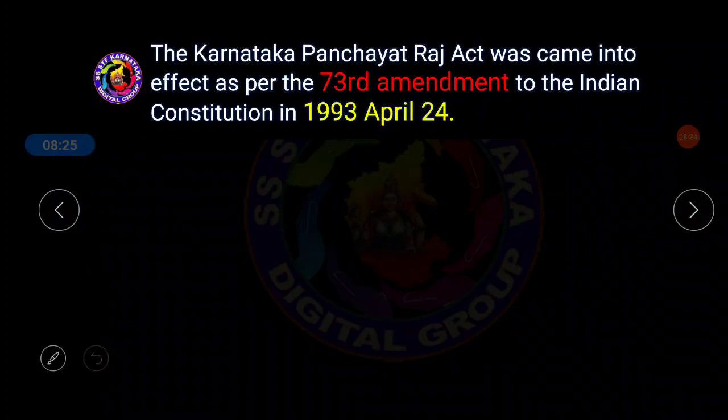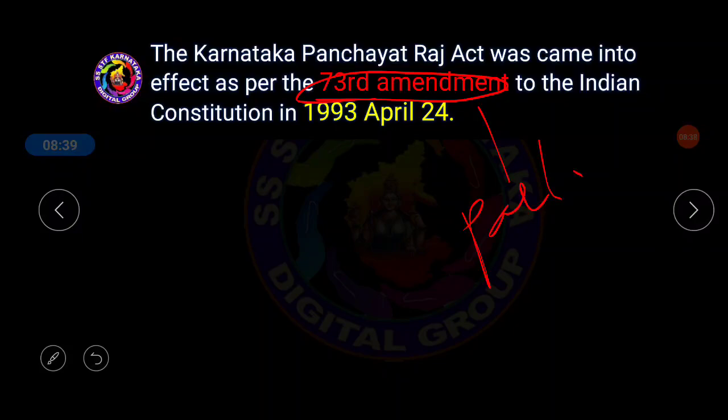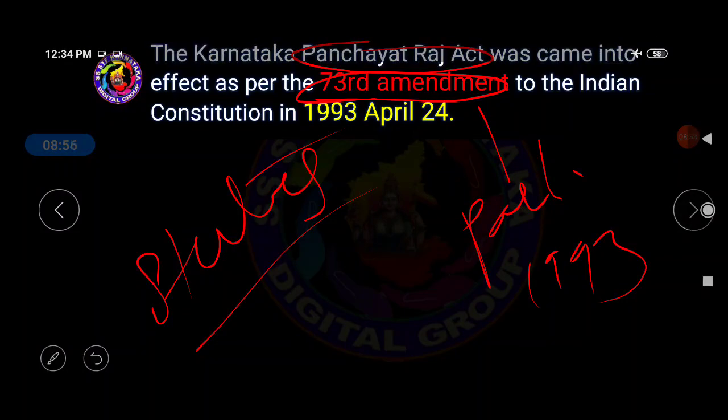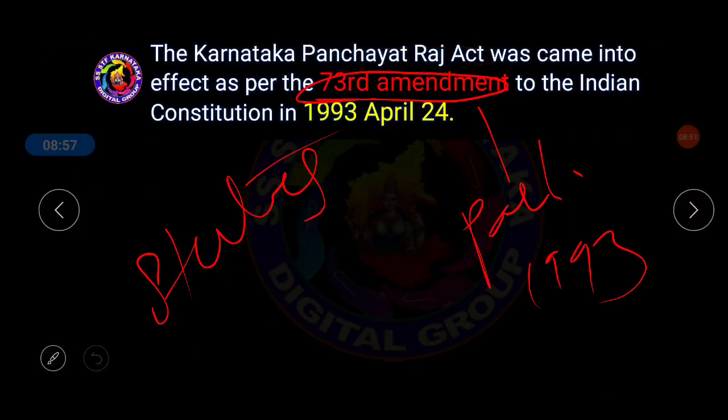Now let us understand how local self-government was introduced in Karnataka. The Karnataka Panchayat Raj Act came into effect as per the 73rd constitutional amendment. Remember, it was made by the Parliament of India in the year 1993. As a result of this 73rd constitutional amendment, all the states of India have to adopt their own Panchayat Raj system. Now it is the duty of every state in India to have the Panchayat Raj system.